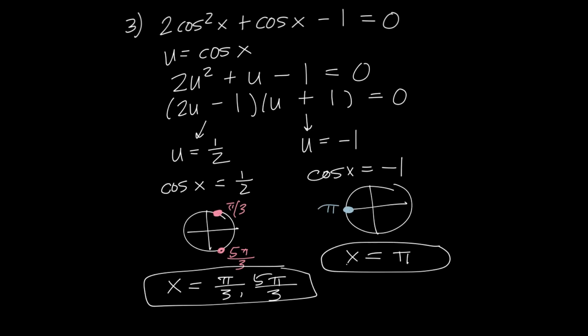Now you don't have to do the u substitution if you're able to just factor this with the cosine. And how would that look? Well, that would just be 2 cosine x minus 1 times cosine x plus 1. Okay? So if you're able to do this without u substitution, you certainly can. You certainly may. Okay, example 4.